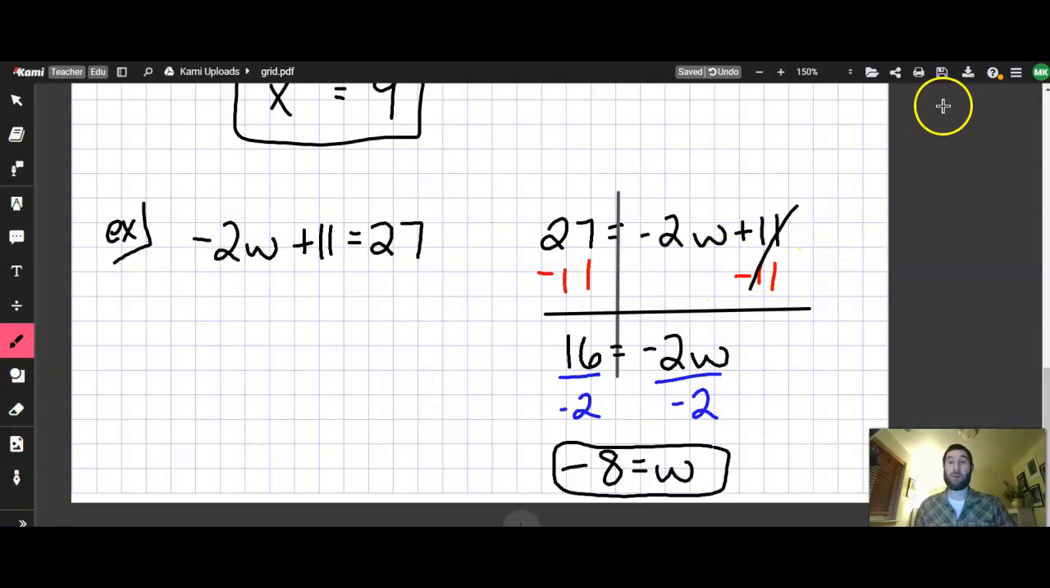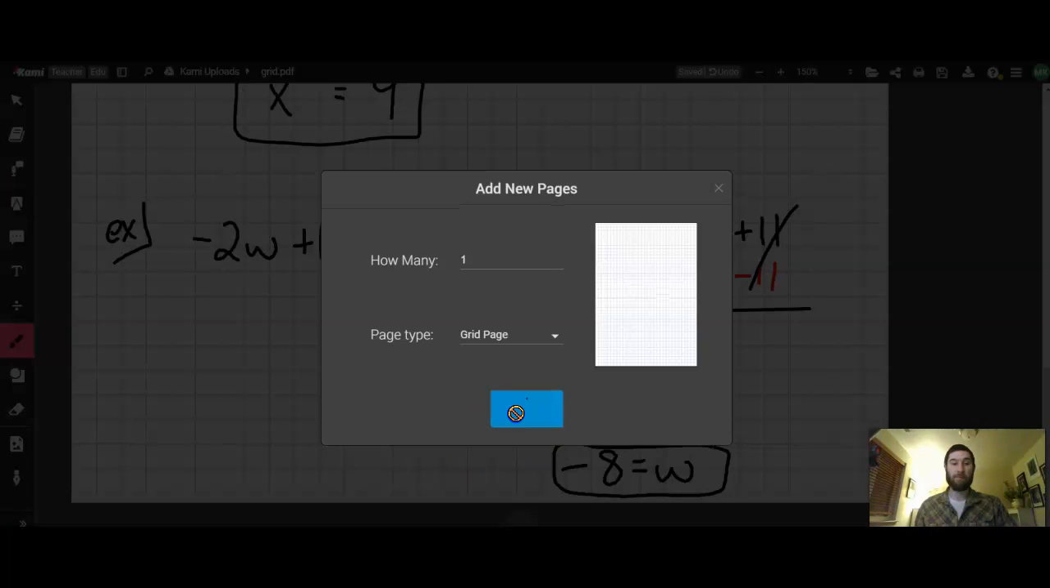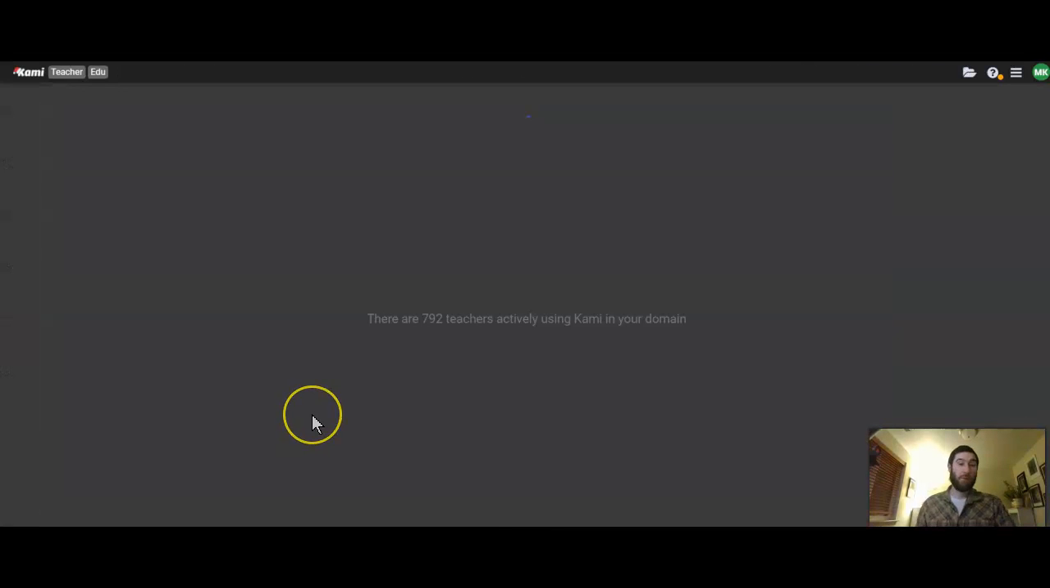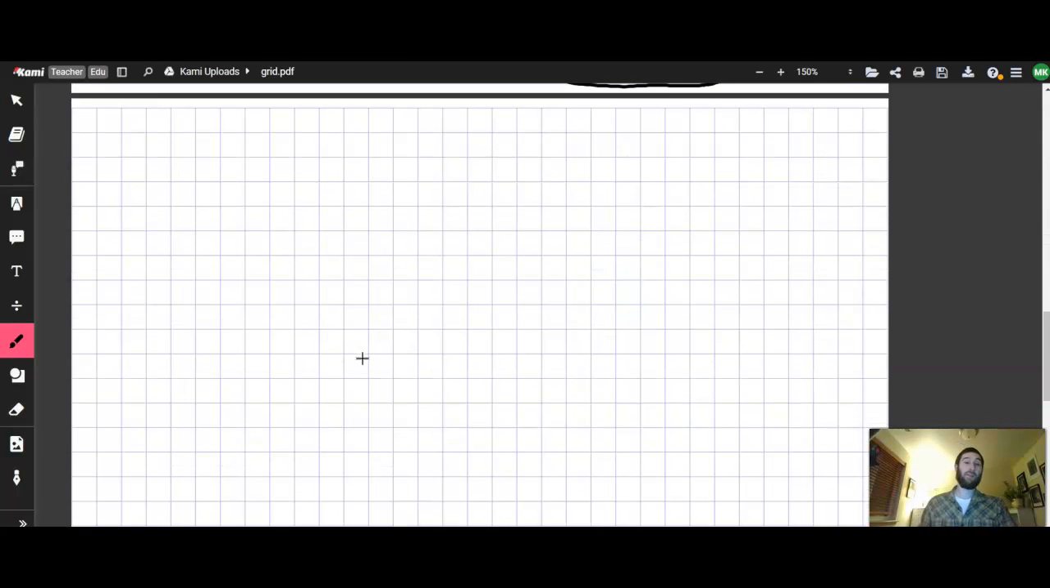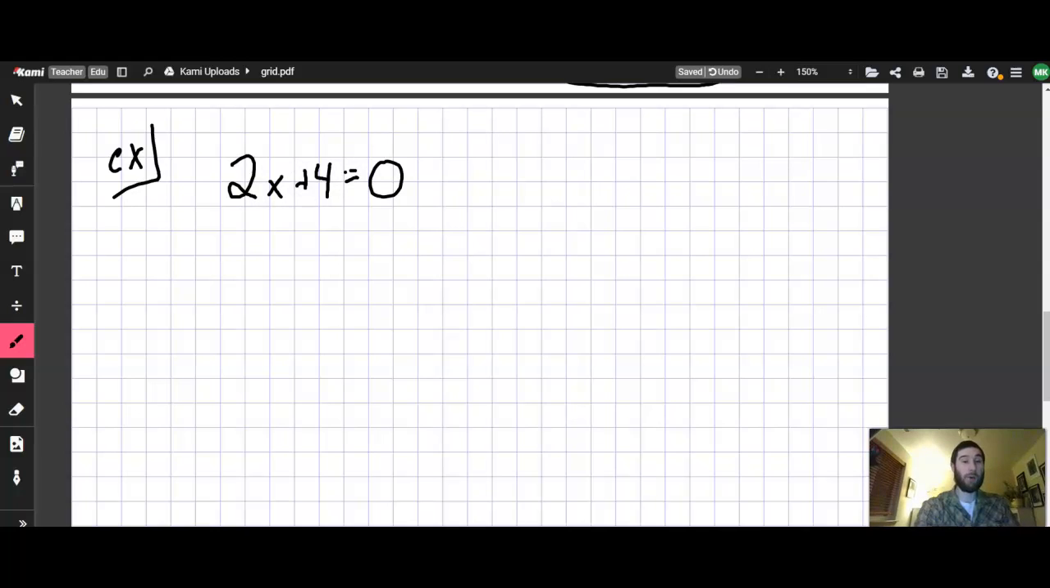Now, ladies and gentlemen, let's go ahead and tackle the last one here. I'm going to add on another page. And so, when we look at this last example, it really is just a pleasant reminder of how to work with zeros. Ladies and gentlemen, when you have an example, and I'm going to use the first one here, 2x plus 4 equal to 0. 0 does indeed mean nothing.